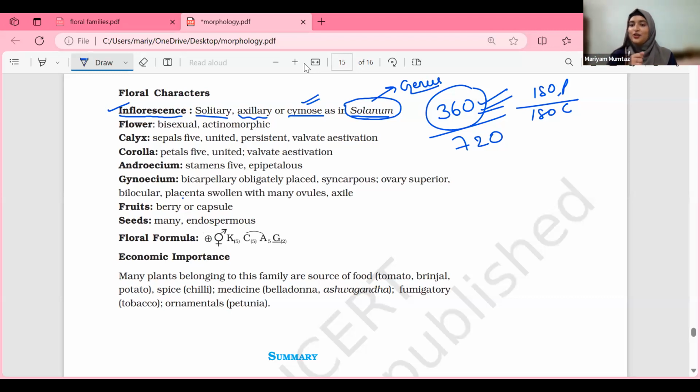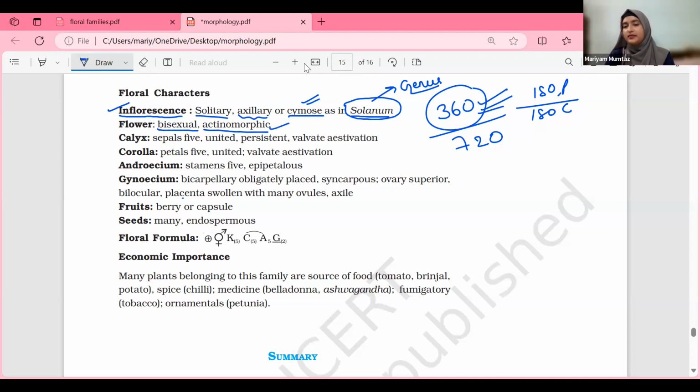Do you remember the two diagrams? I even showed you the diagrams, girls. Cymose is a type. What was the other type of inflorescence, without looking at your books? Racemose.